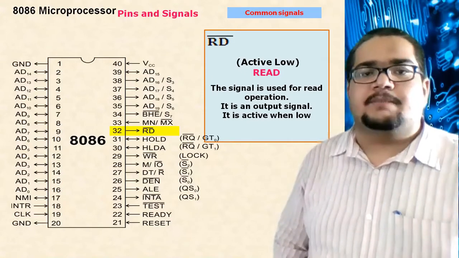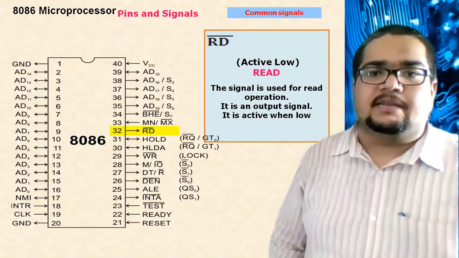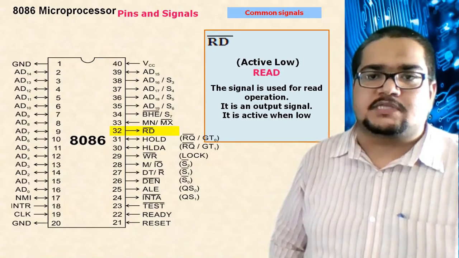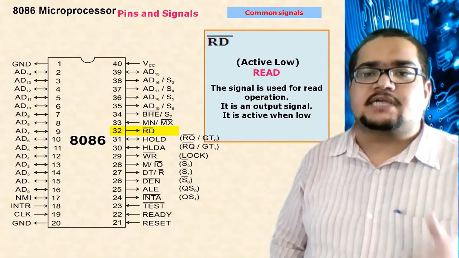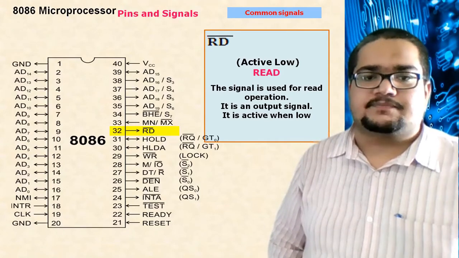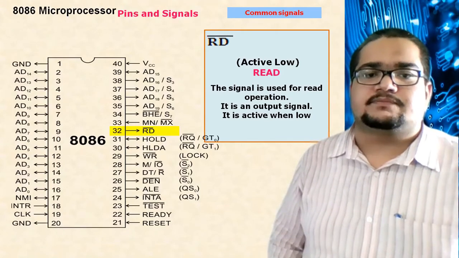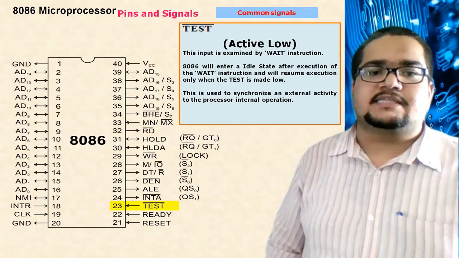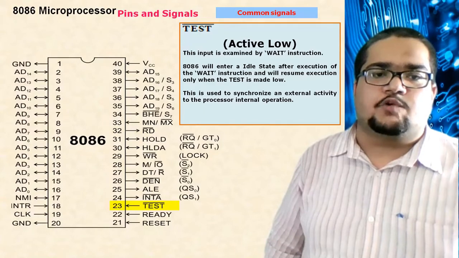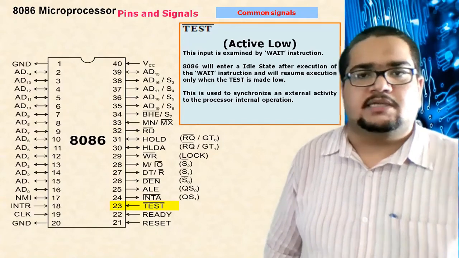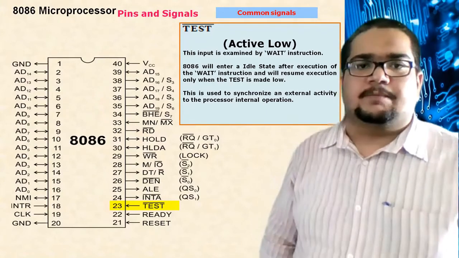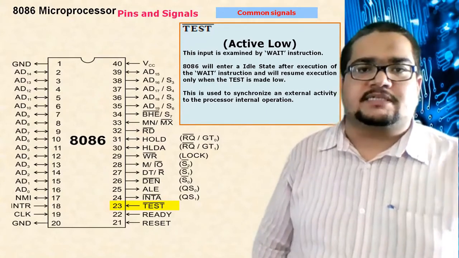So this particular pin, pin number 32, is the read pin. It is an output pin. It indicates to the peripherals of the processor system that the processor is currently reading the data from memory or input devices. The next is pin number 23. We'll skip pins 24 to 31 completely, because they are the mode specific pins, either minimum mode or maximum mode. Pin number 23 is the TEST pin.